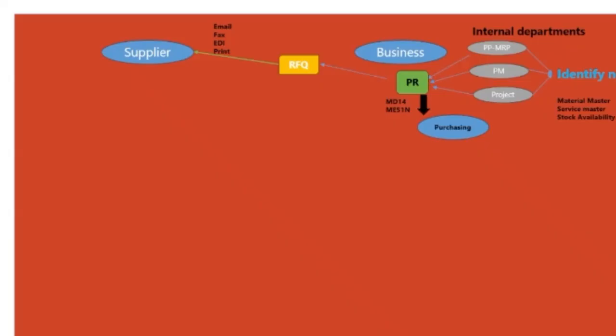When the vendor submits their quotation against the RFQ, the quotations are entered in the system by using transaction code ME47.